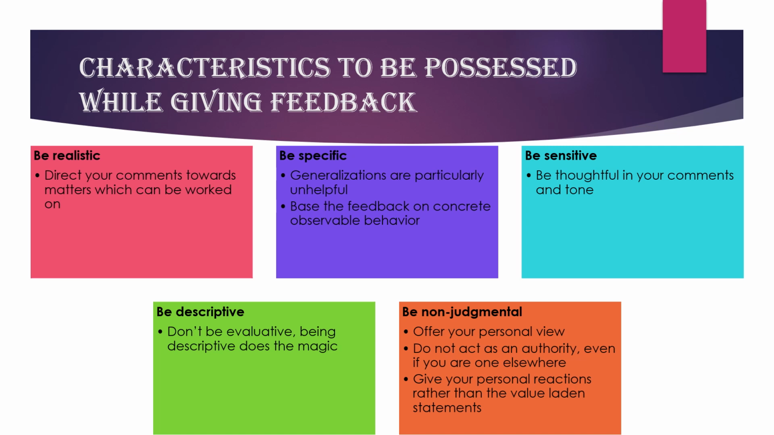So whosoever is giving the feedback, what exactly is desired of that individual while the person is giving a feedback? Let us now discuss those. The person who's giving the feedback needs to be realistic. Direct your comments towards matters which can be worked on. There can be n number of things for which you want to give your feedback. There are certain things that are feasible, that are viable, you can do those things. There are certain things that are absolutely non-feasible, you cannot do it. Therefore, try to limit your comments, your feedback to only those things that can be worked on.